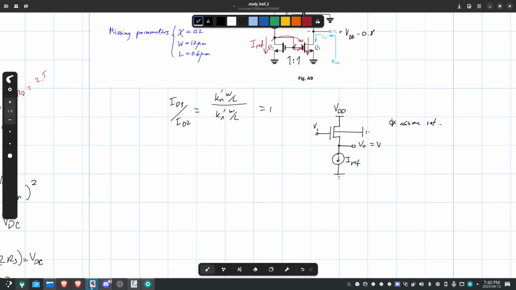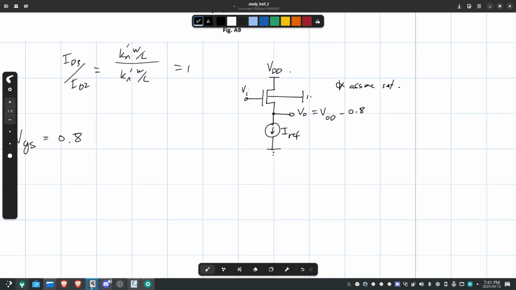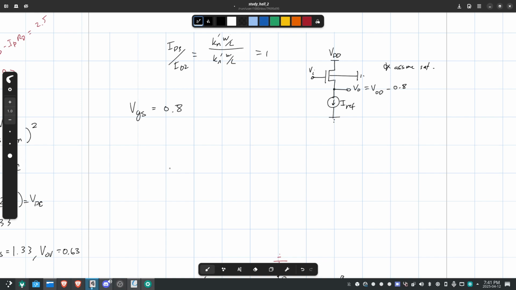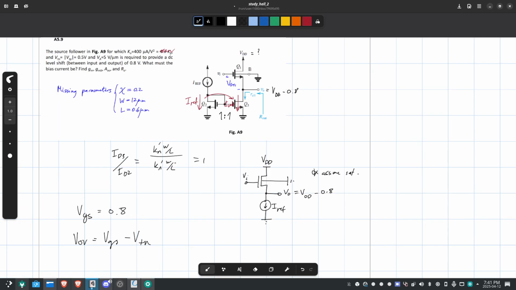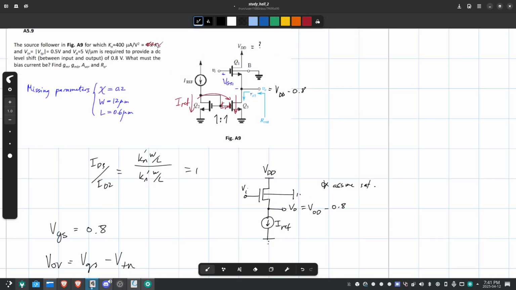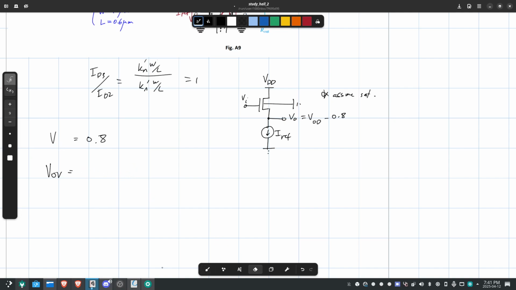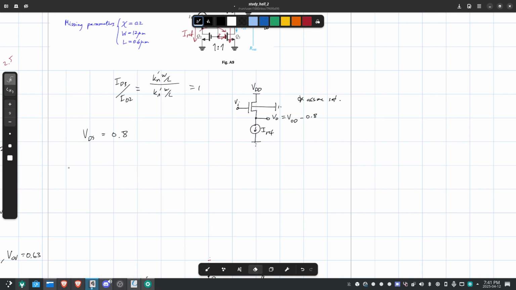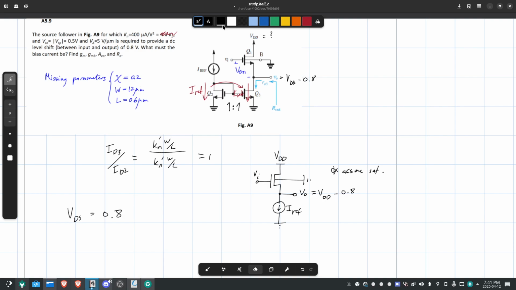So we know that VO is equal to VDD minus 0.8. So therefore, VGS is going to be 0.8. Gate minus source. Yeah, so VGS is going to be 0.8. VOV is VGS minus VTN. Or sorry, VGS. No, it's VDS. No? Oh, yeah. VDS. So VDS is 0.8. Yeah, because this is drain and this is source.